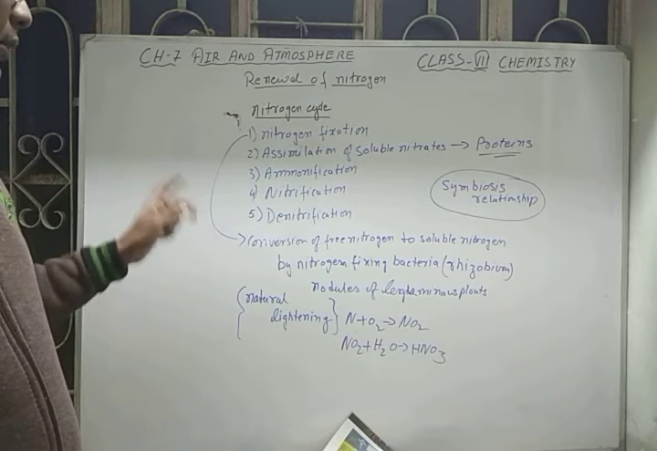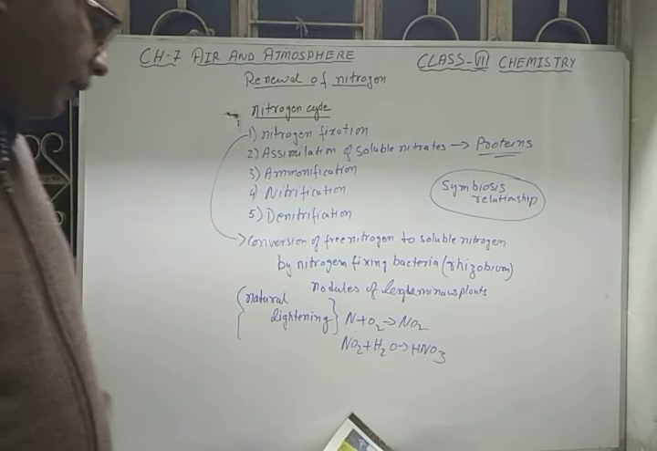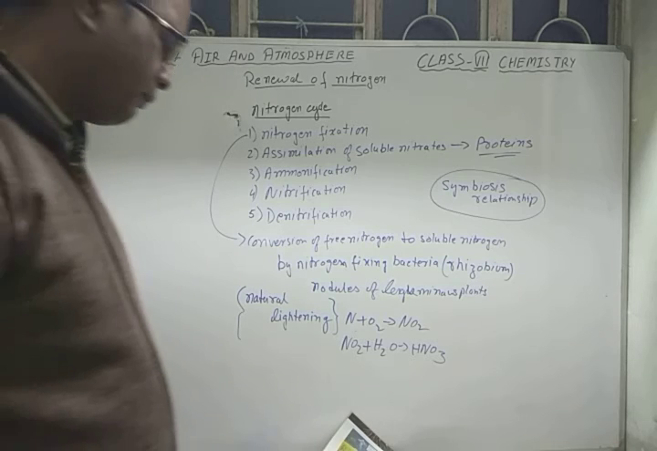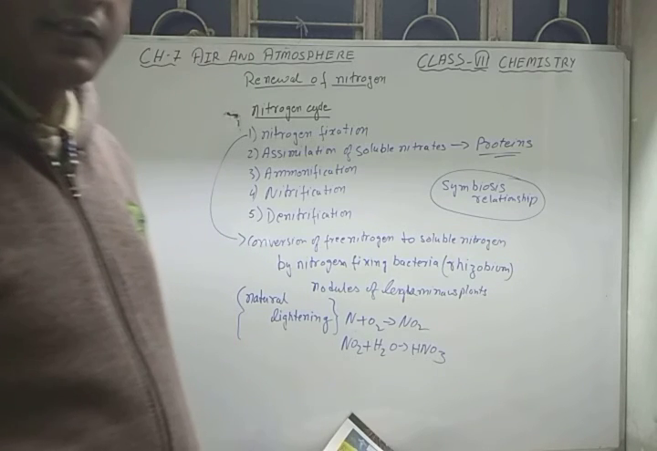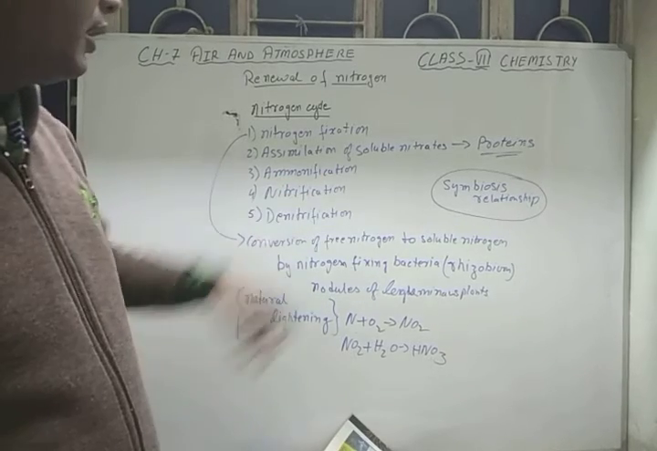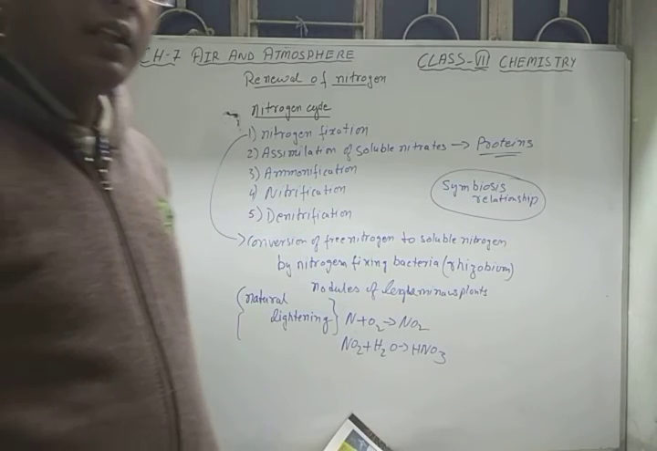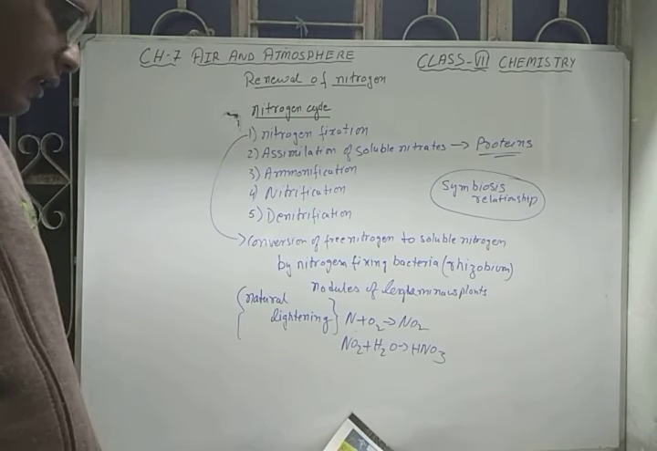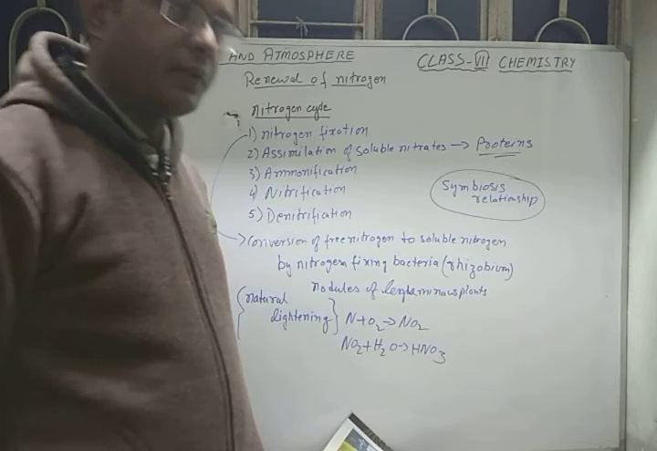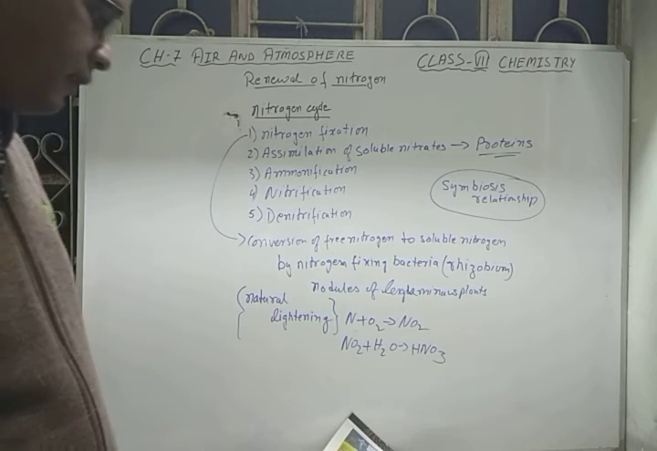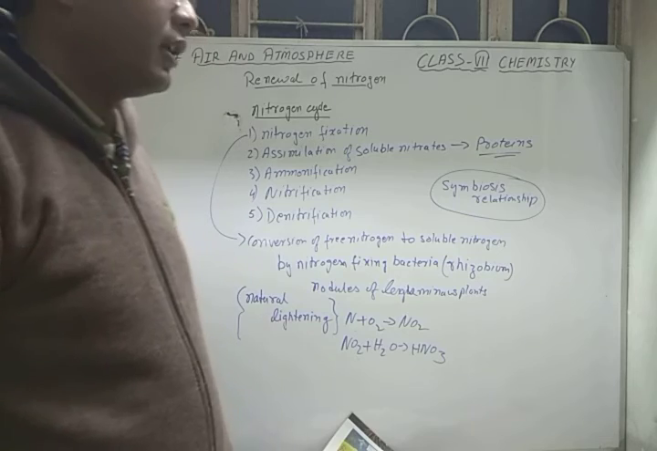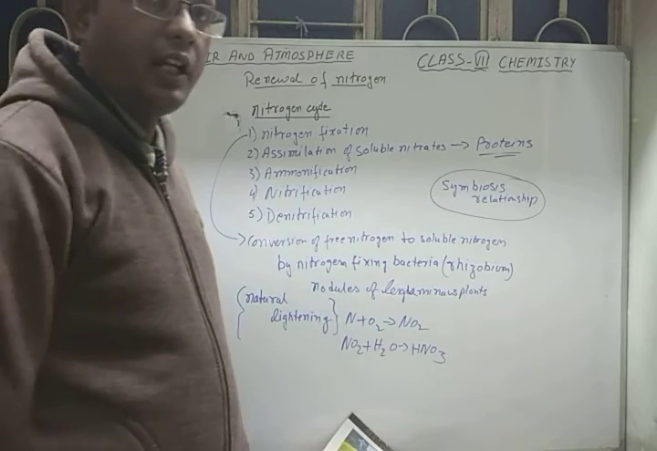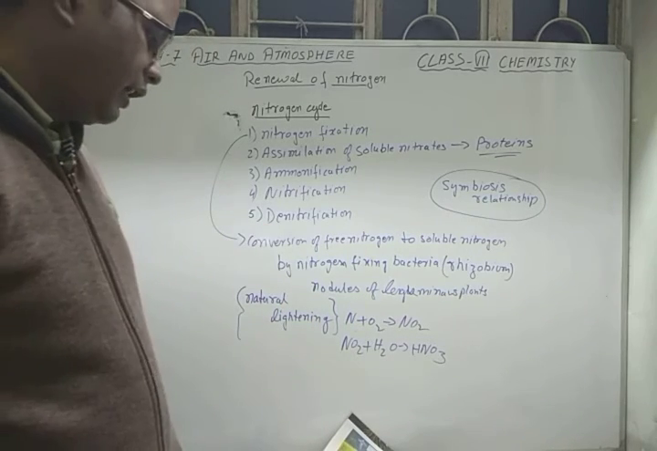After conversion of the soluble nitrates into protein, what happens? Ammonification takes place. What is ammonification? Certain bacteria decompose the remains of dead plants and animals. They break down the dead matter and release the protein's nitrogen as ammonia. This ammonia goes to the atmosphere, and that process is called ammonification.